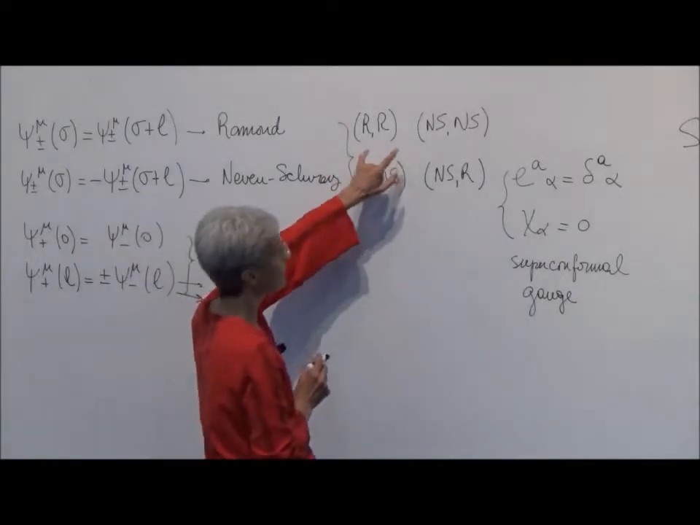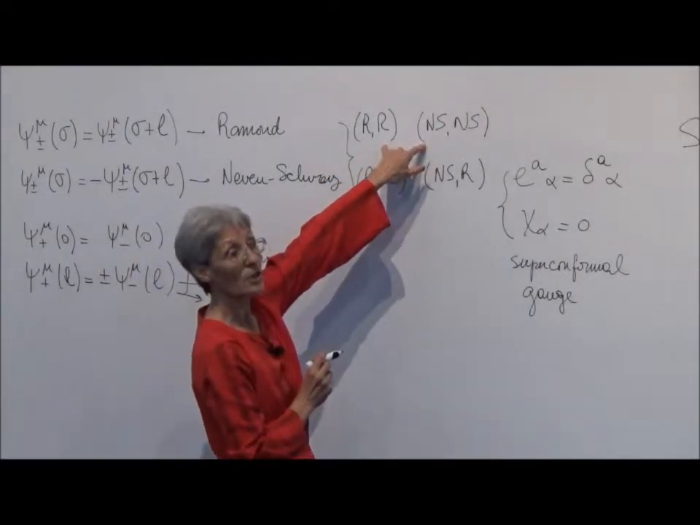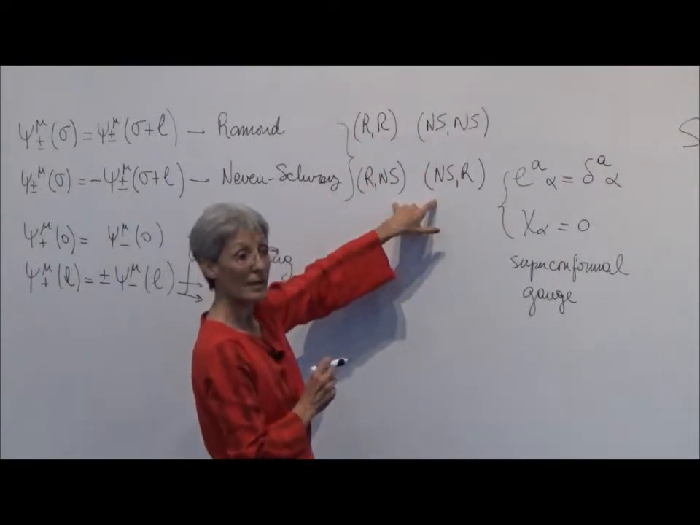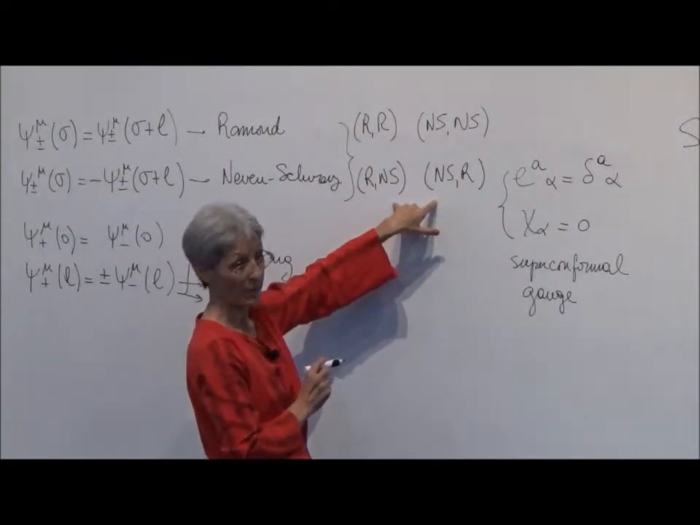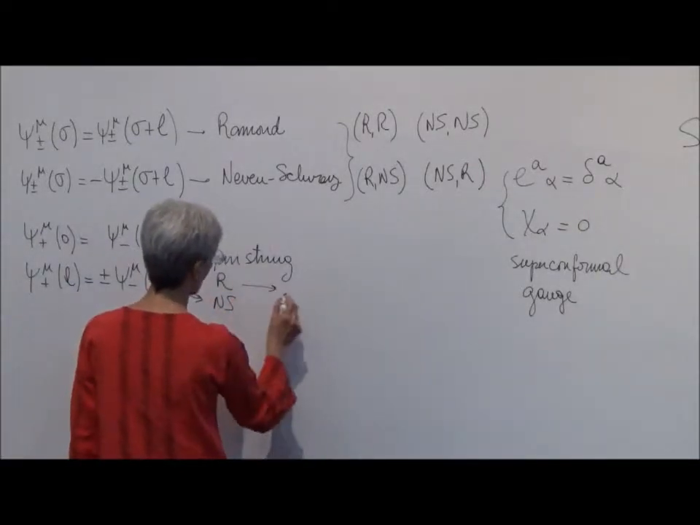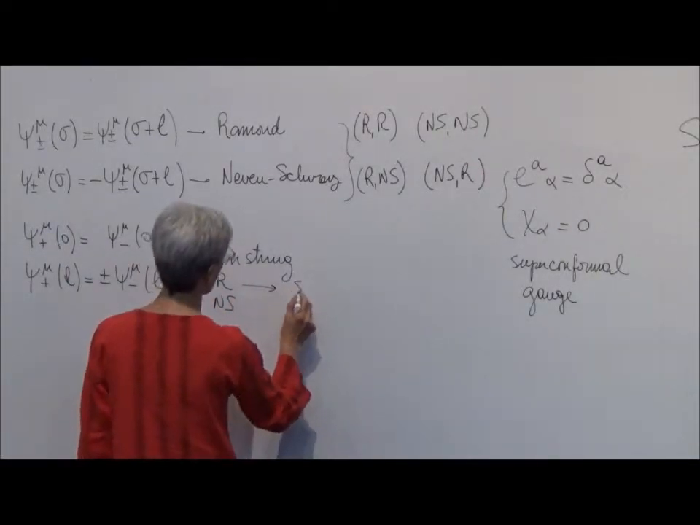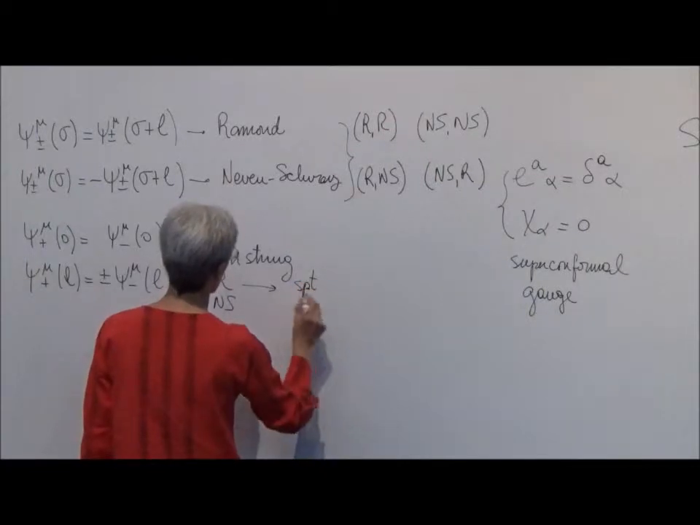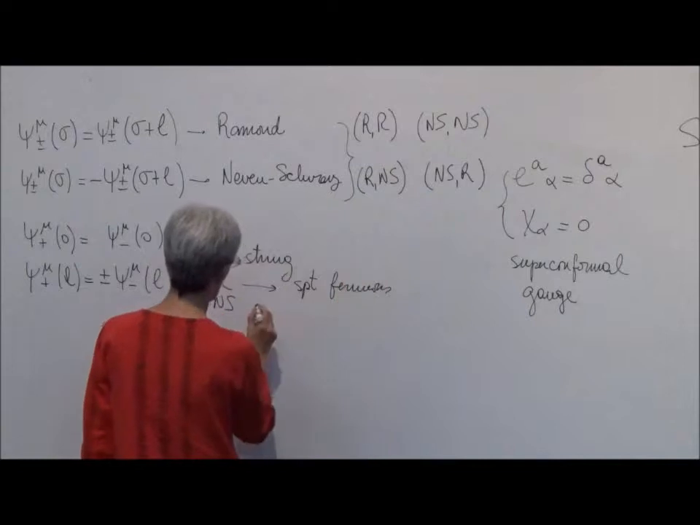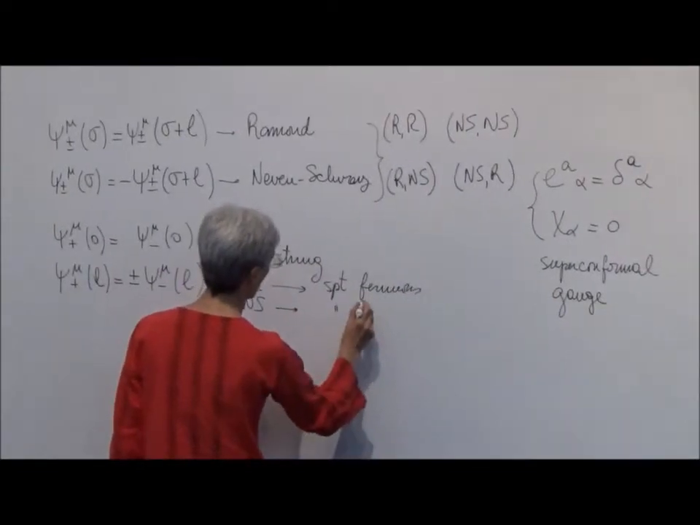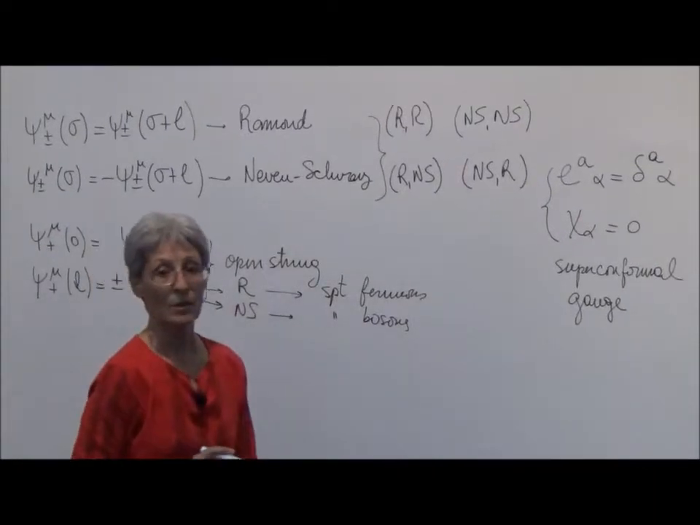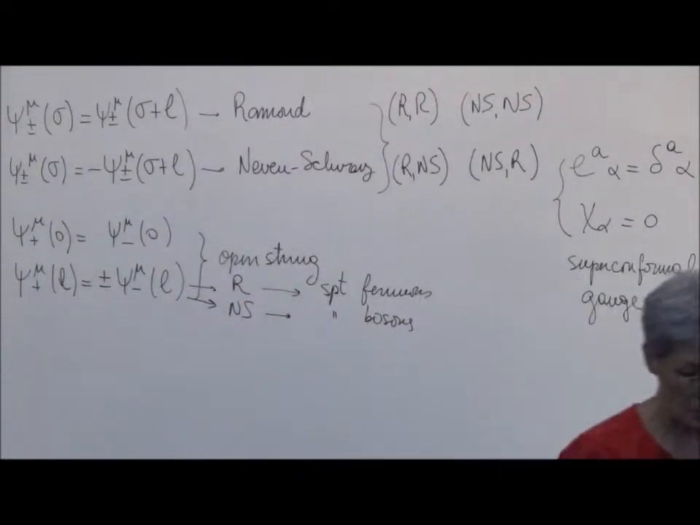And so we will see today that these 2 conditions give rise to space-time bosons, and these here give rise to space-time fermions. And in the open string, the Ramond sector gives rise to space-time fermions, and the Neveu-Schwarz sector gives rise to space-time bosons. So this is what I plan to tell you today.